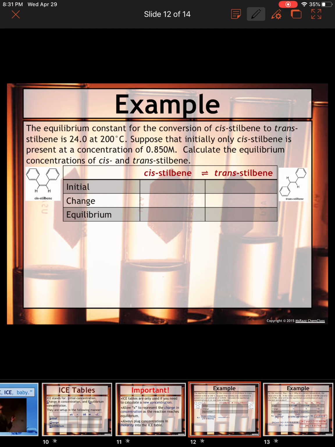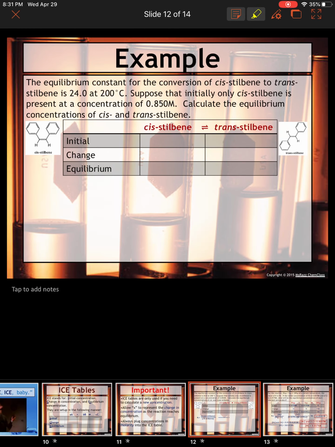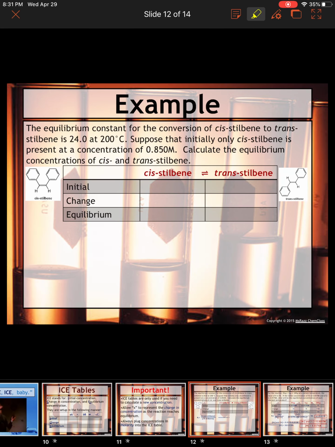So it says the equilibrium constant for the conversion of cis-stilbene to trans-stilbene is 24 at 200 degrees Celsius. So we are already given our equilibrium constant, which is 24. Suppose that initially only cis-stilbene is present at a concentration of 0.85 molar. Calculate the equilibrium concentration of cis and trans stilbenes.